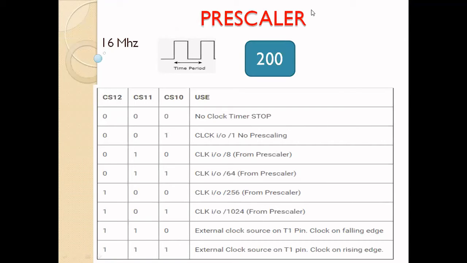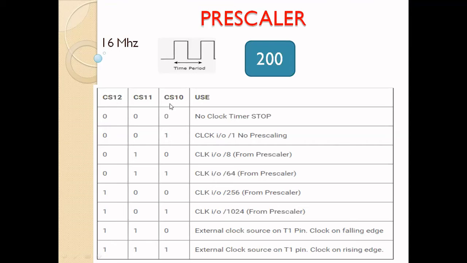Next one is the prescaler. What is meant by prescaler? The operating frequency of the Arduino is 16 MHz. So your clock signal will be like this: negative, positive, negative, positive. The time period means one high pulse and one low pulse. That is called the total time.